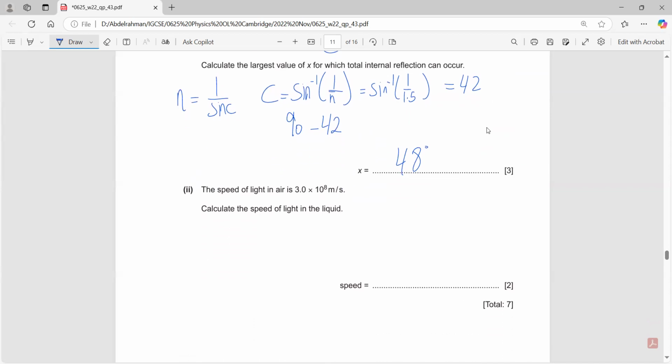Can I find the speed of light inside the liquid? Yes, the speed of light inside the liquid. I have the refractive index. So n equals v_a over v_m. Therefore, v_m is equal to v_a over n. What is v_a? The speed of light in air, 3 times 10 to the power of 8, over n, which is 1.5. The speed of light in the liquid would be 2 times 10 to the power of 8 meters per second. That was easy.